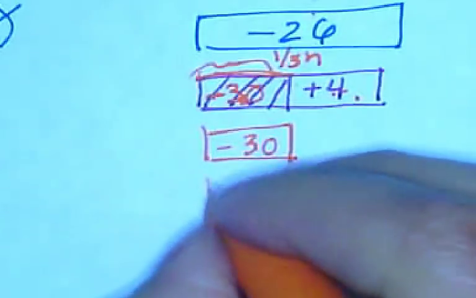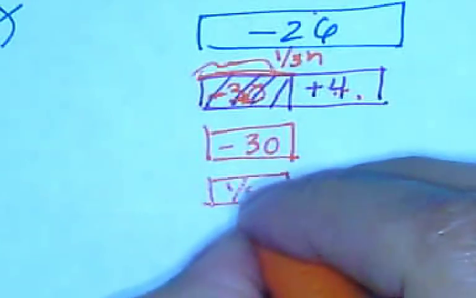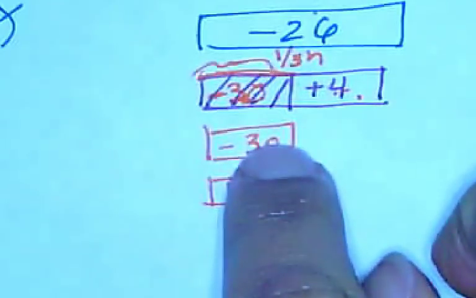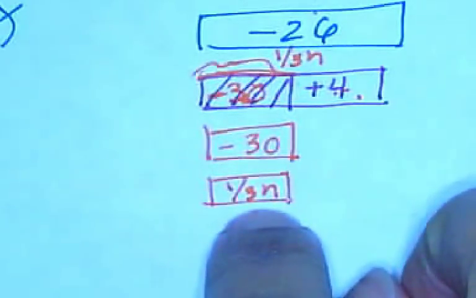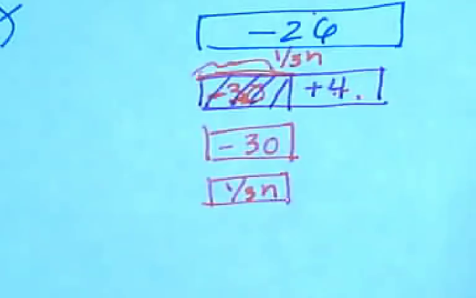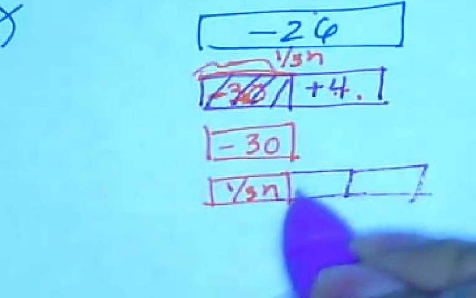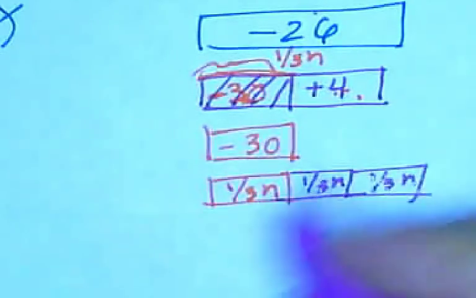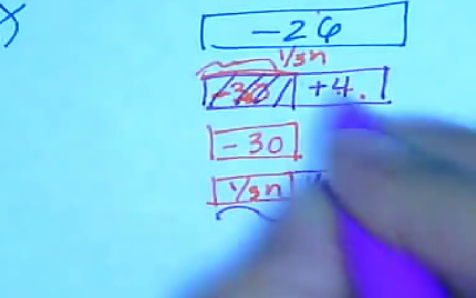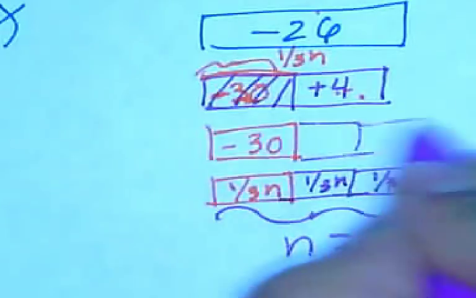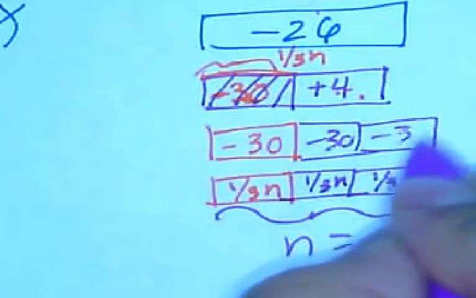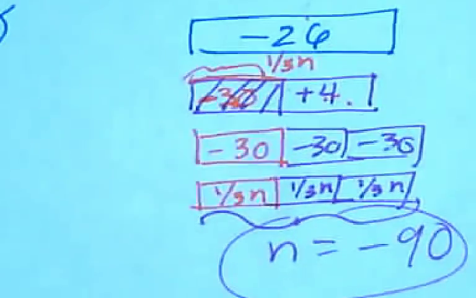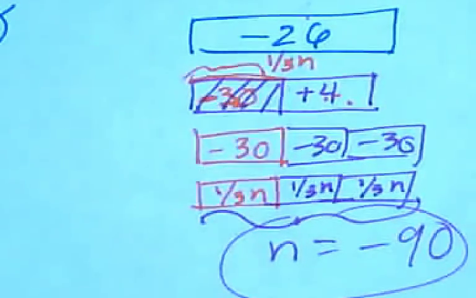That negative 30 is equal to that 1/3 n, but I don't want to know the value of 1/3 of an n. I want to know the value of a whole n. So if I have 3/3, that would give me a whole n, and each of those is worth negative 30. So that means that n must equal negative 90. So that's the tape for letter B.